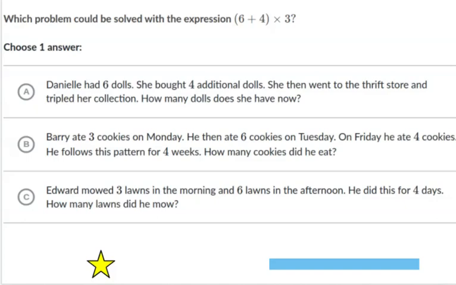And letter C. Edward mowed 3 lawns in the morning and 6 lawns in the afternoon. He did this for 4 days. How many lawns did he mow? Your job is to reread answer choices A, B, and C. Identify the parts that are important in those situations to see what matches this expression here. Make your answer choice in your notebook and come back to the video when you are ready.